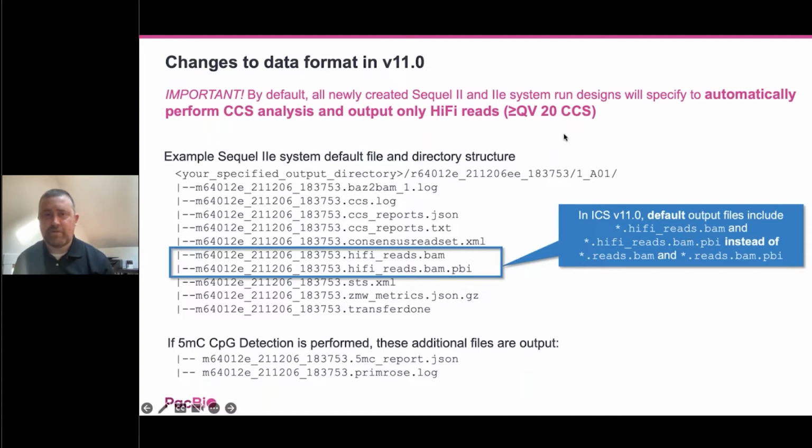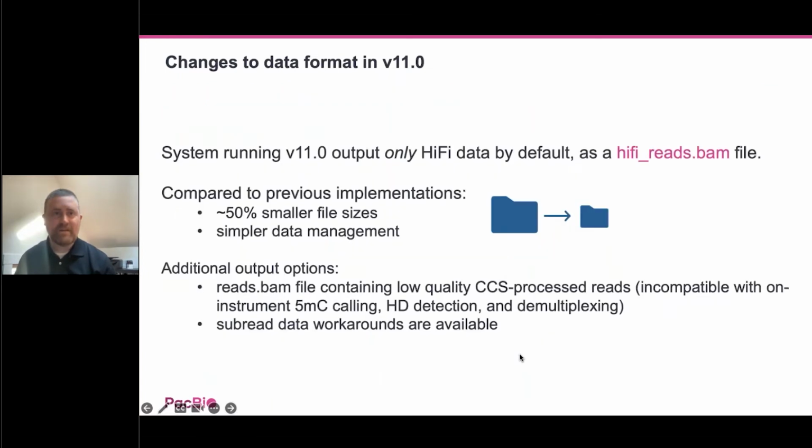For those of you who are new, a HiFi read is a CCS read with a cutoff of QV20. And then there are, of course, some optional files. For instance, if you use what Aaron is going to present today, the 5mC, you'll also get these 5mC files.